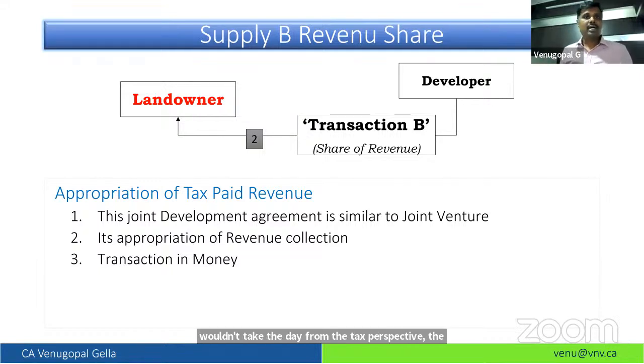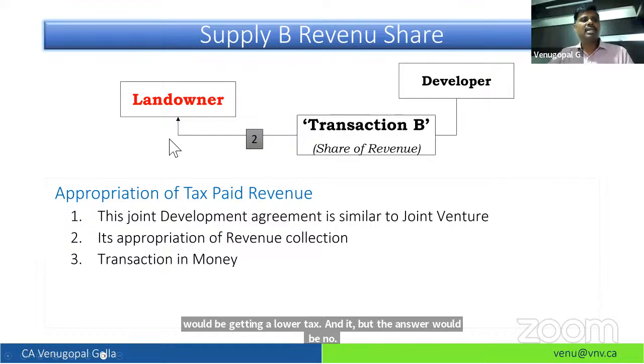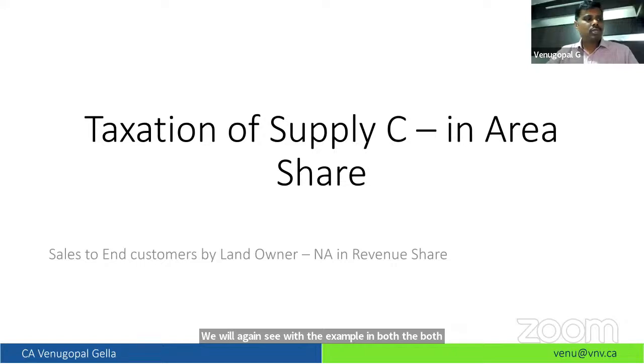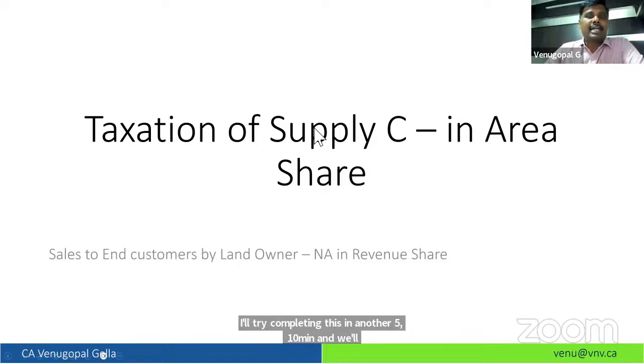The government, revenue sharing would be better. The government would be getting a lower tax and it is beneficial, but the answer would be no. We will again see with the example, both would yield the same thing. Moving on to the supply. I'll try completing this in another 5-10 minutes and we'll spend more time in Excel looking at the practical aspect.